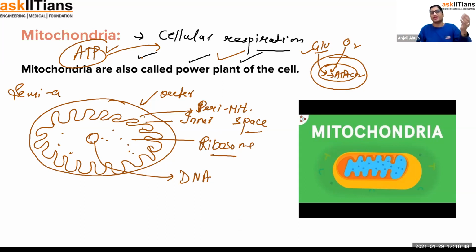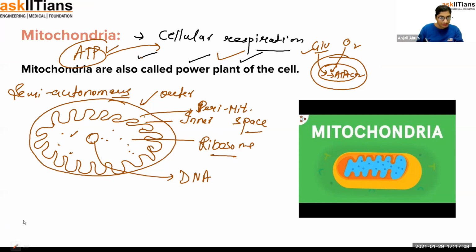Autonomous means independent and semi means half. So, semi-autonomous organelle. It has its own ribosome. It has its own genome, genetic material. Okay. So now one thing, inside this membrane, not inside, I would say onto the inner mitochondrial membrane.